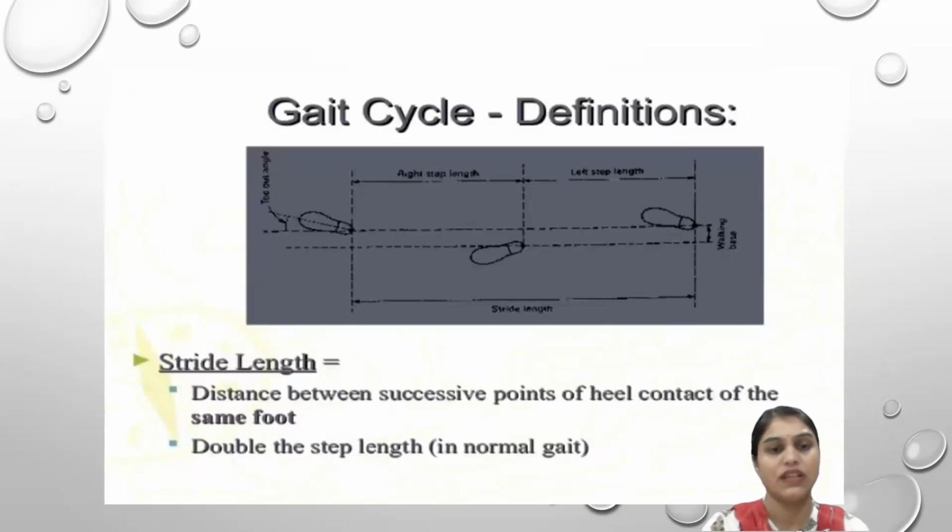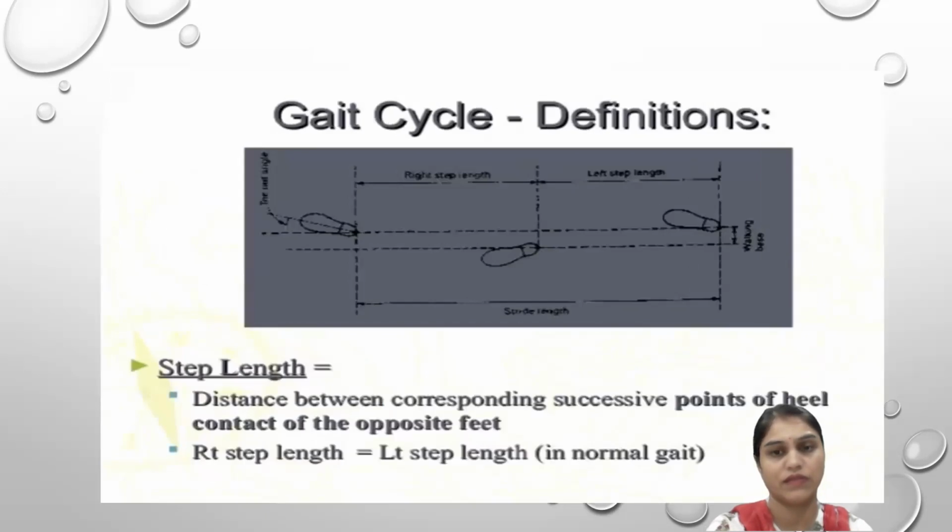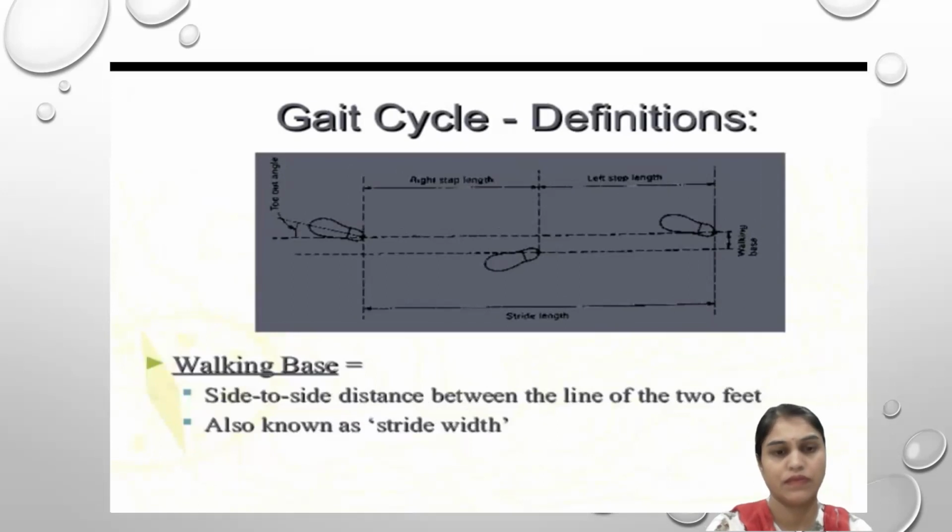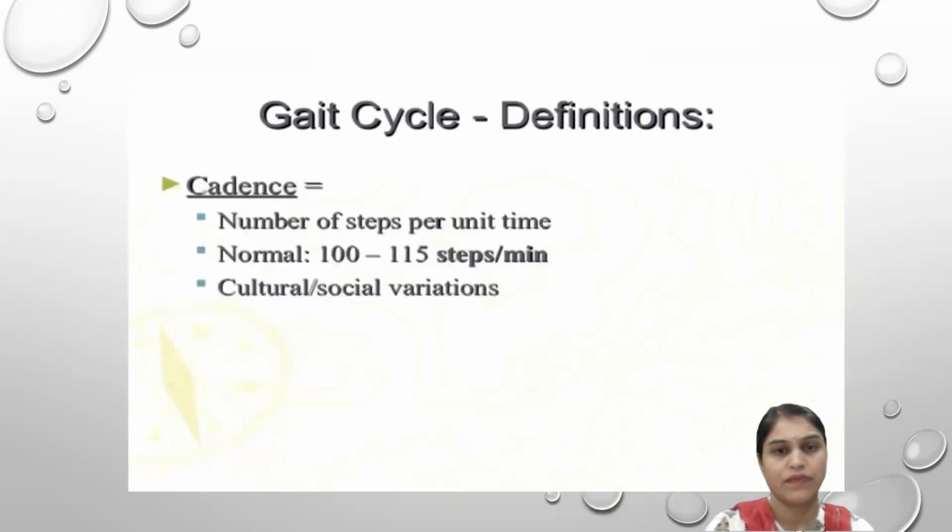Gait cycle definitions. Stride length is equal to the distance between successive points of heel contact of the same foot. It is double the step length in normal gait. Cadence is equal to the number of steps per unit time. Normal is 100 to 115 steps per minute, with cultural and social variations.